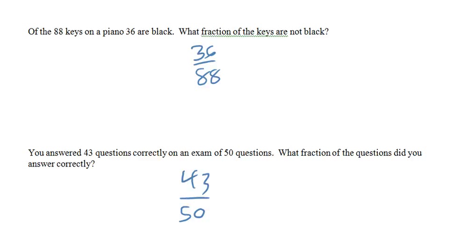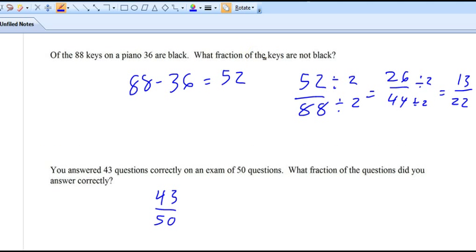Of the 88 keys on a piano, 36 are black. What fraction of the keys are not black? Oh, I messed up there, didn't I? Didn't even read the question. It says not. So it should have been this, 52 out of 88. And then when you reduce it, you get 13 out of 22. Because 88 take away 36, 52 are not black. Right here, this is the number of not black.